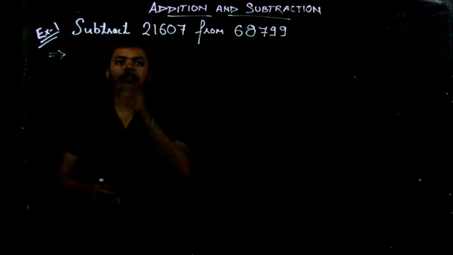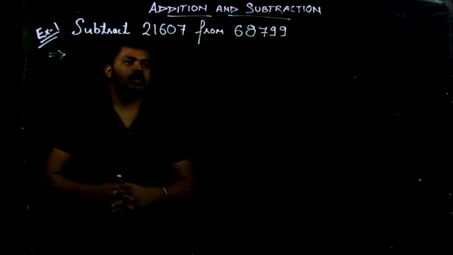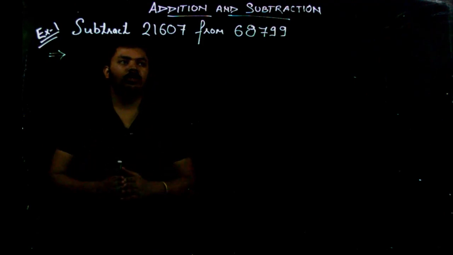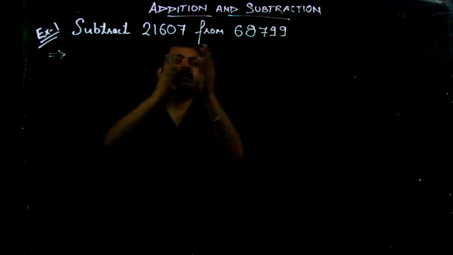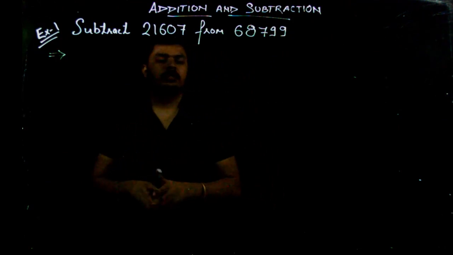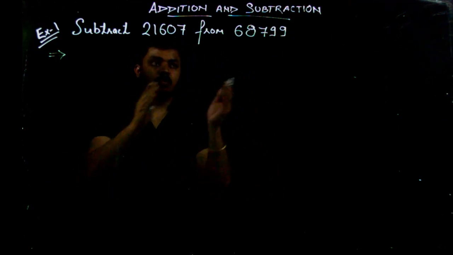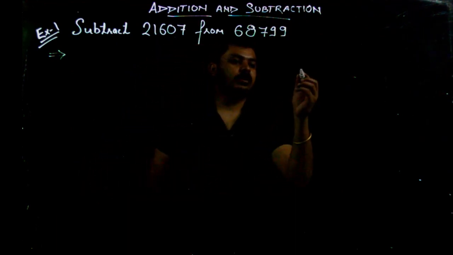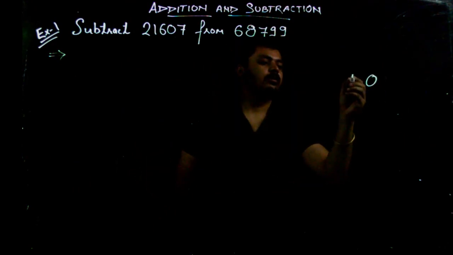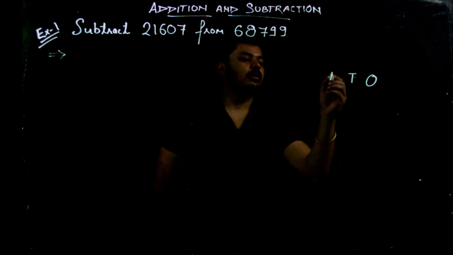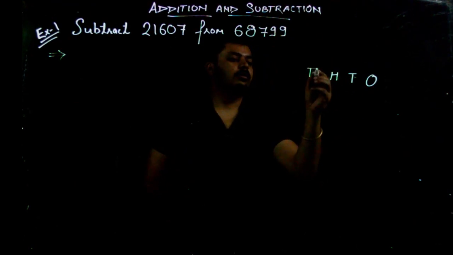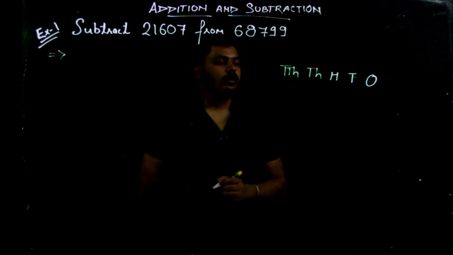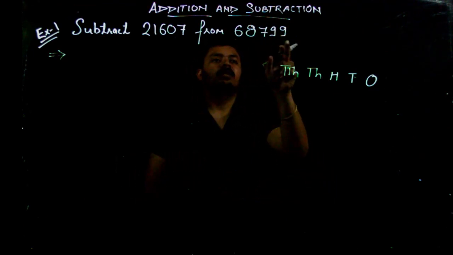Example number 1. Subtract 21,607 from 68,799. So, in this question, we have to subtract the given number from the given number. First we have to arrange both the numbers according to their place values. So, let's construct a place value chart: ones, tens, hundreds, thousands, 10,000s.